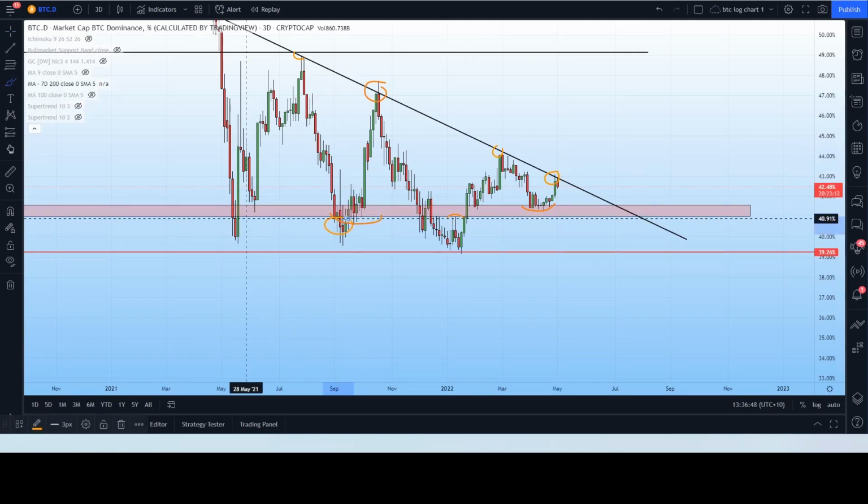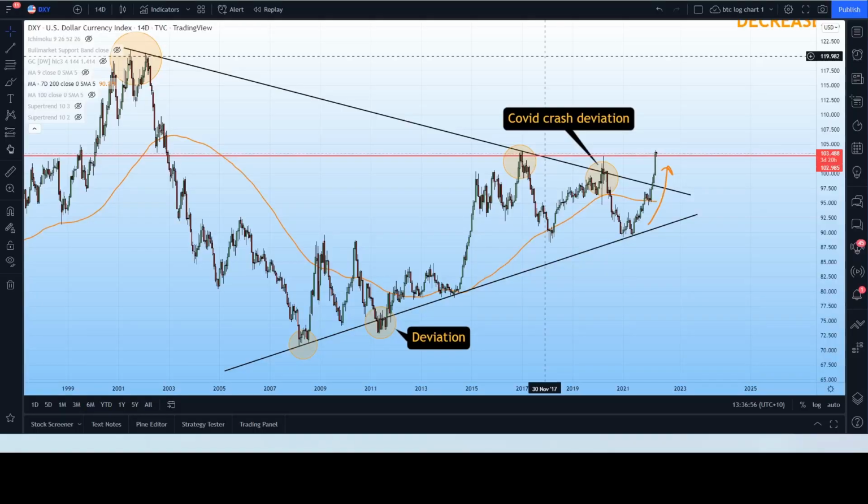Remember, below blow-off tops are altcoins. All right, lose this level, same thing happens, blow-off tops. All right, let's go to the DXY chart.